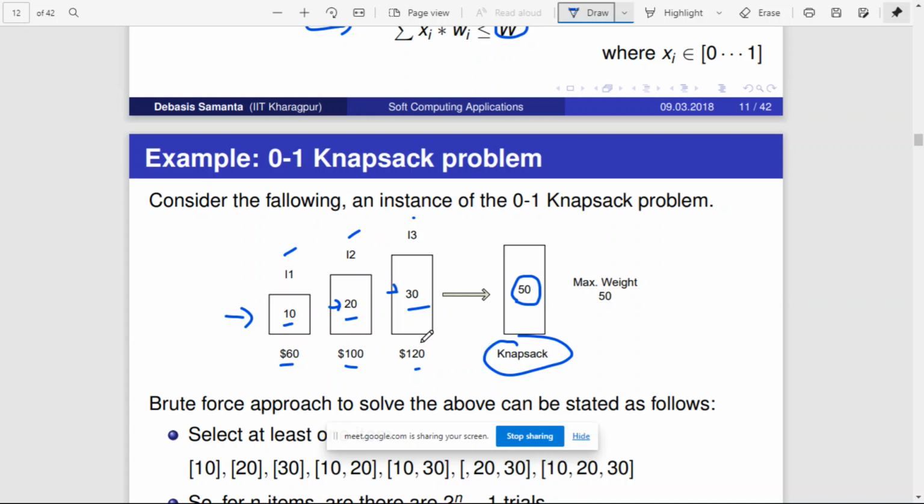So which items is the thief allowed to pick, because the knapsack should not exceed 50 kg? And at the same time the thief should maximize his profit or cost. So which items will he pick up?